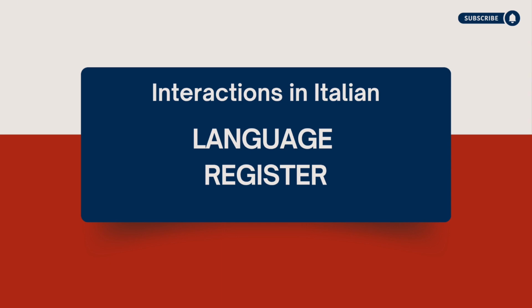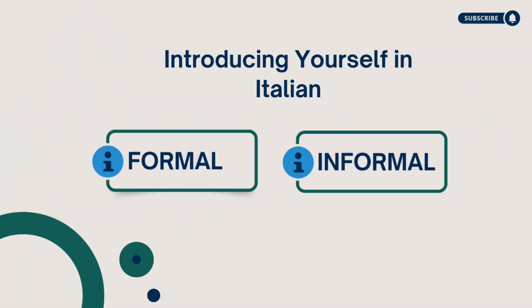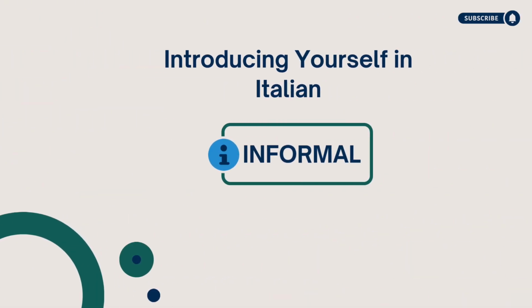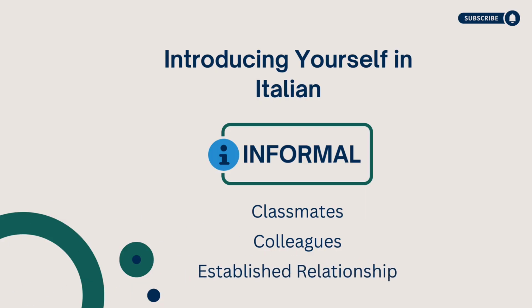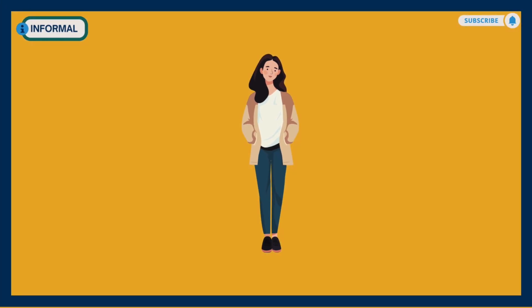First things first, when introducing yourself in Italian, the tone matters a lot. We're going to look at two types of language registers, formal and informal. Let's start with the informal one, the friendly, relaxed kind of chat. We typically use this informal language with our peers, so classmates, colleagues, or people we already have a relationship with. Here are a few examples of what that sounds like.